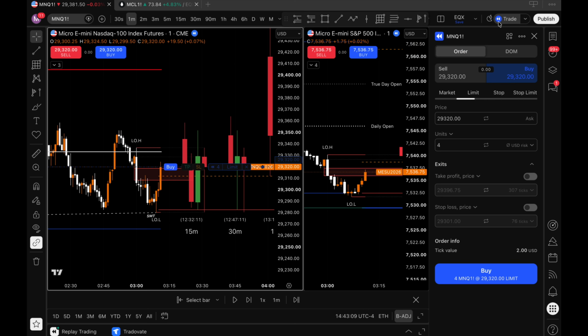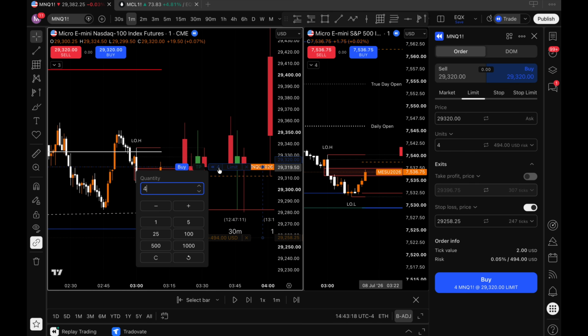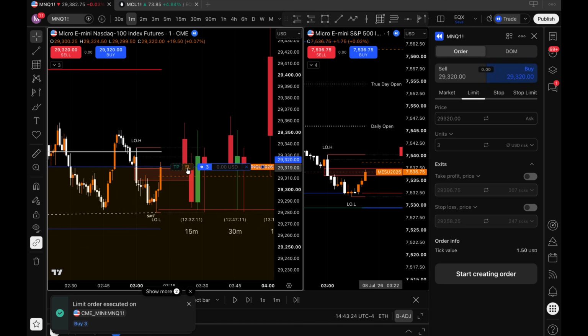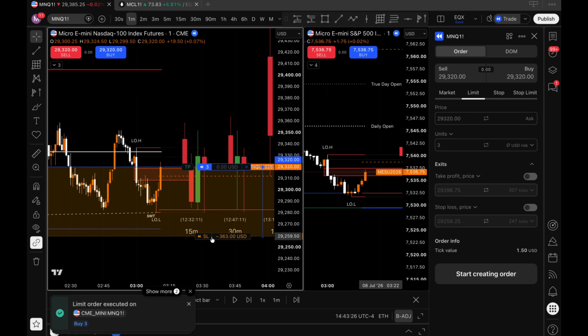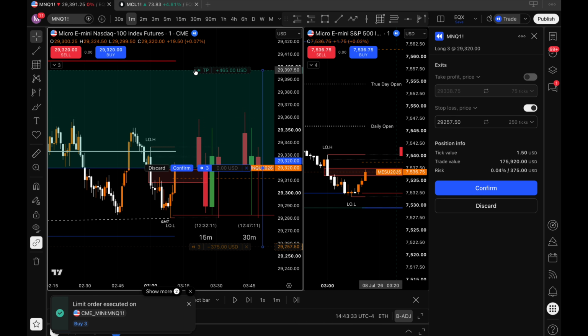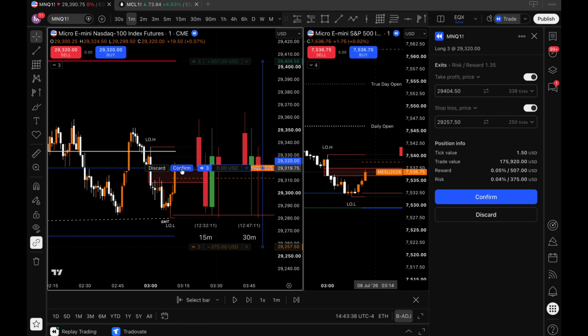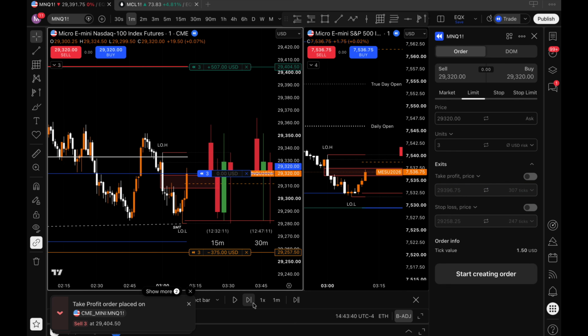So I did enter here. Initially, I left a bit of space just below the Asia low to see what price does in case it wants to come and resweep. Left a bit of space here. Initial target would be the point of control, and we let this play out.